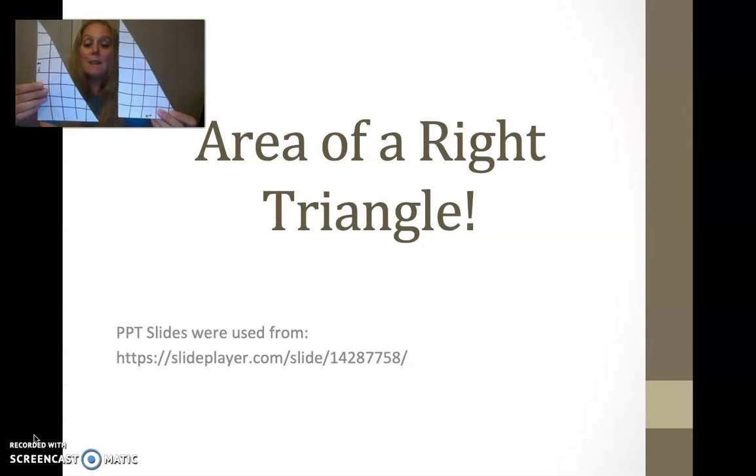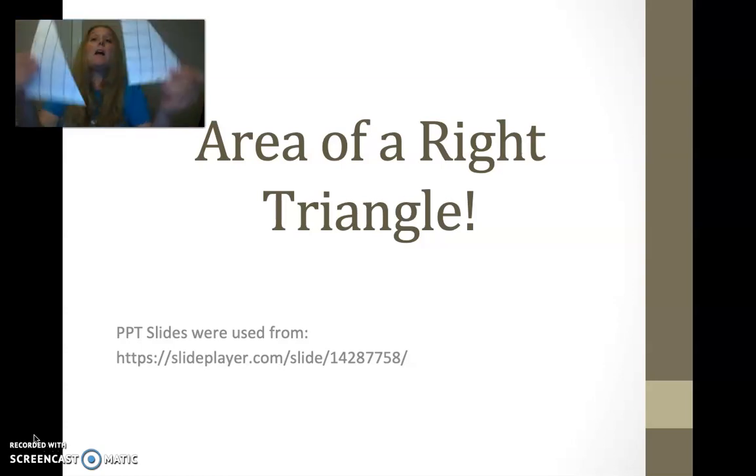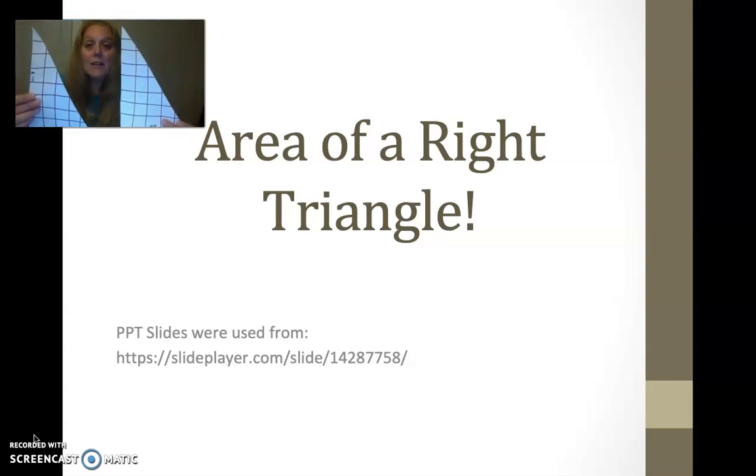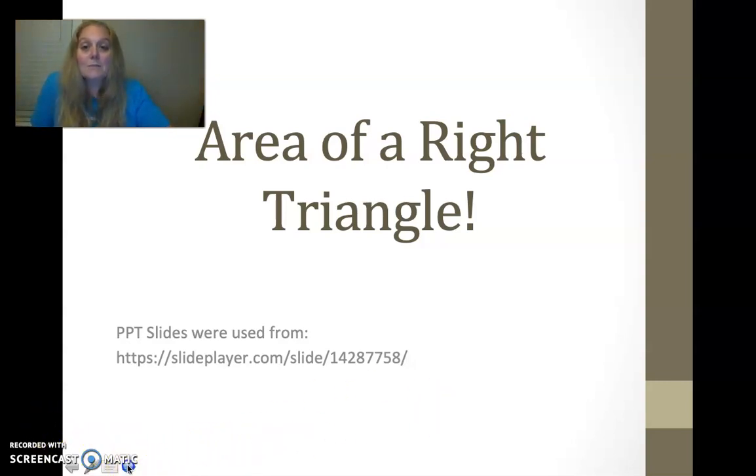If you're thinking 20 square inches, you're absolutely right. This right here is 40 square inches. When you cut a rectangle in half, you get the area of one of the right triangles. So this is 20 square inches and this is 20 square inches. That's the information we're going to use today to help us figure out the area of right triangles.